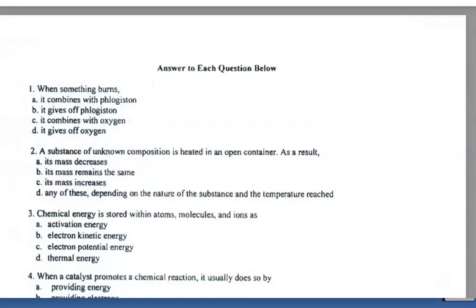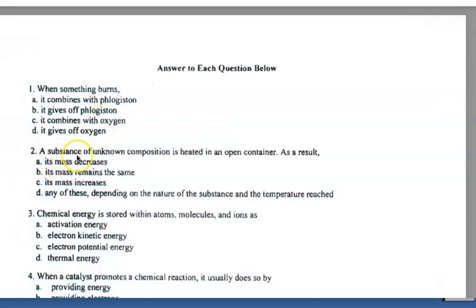When something burns, what happens? Does it combine with phlogiston? No. Does it give off phlogiston? No. It combines with oxygen. It does not give off oxygen. When something burns, it combines with oxygen.